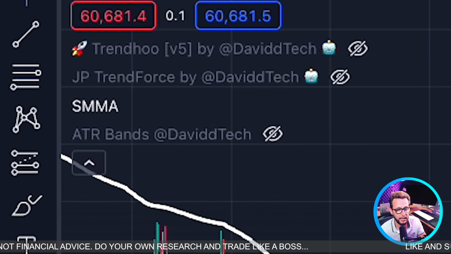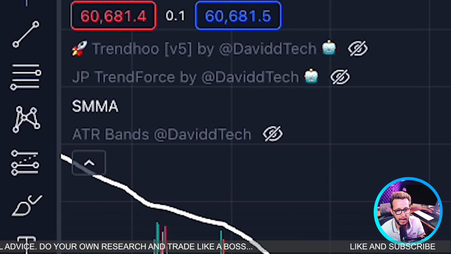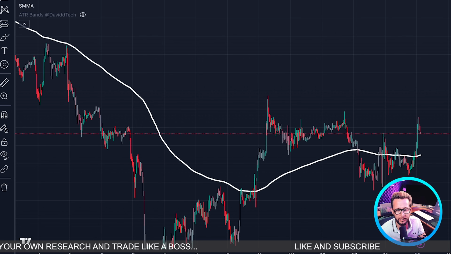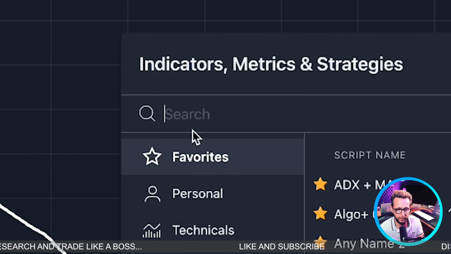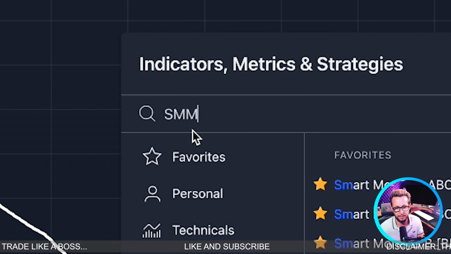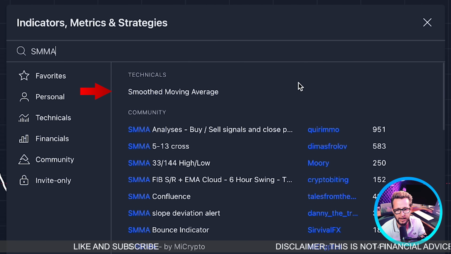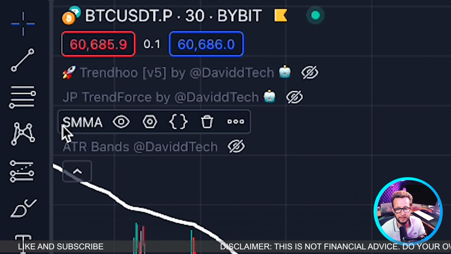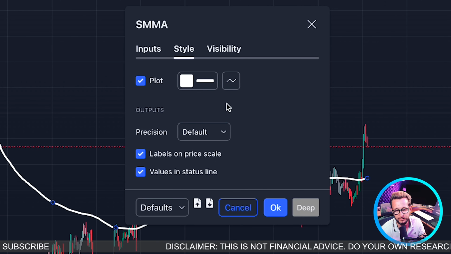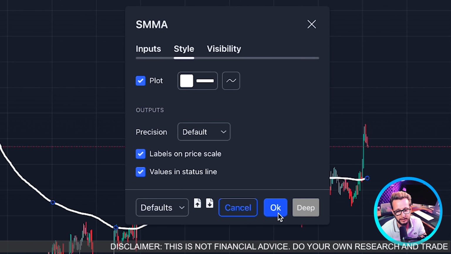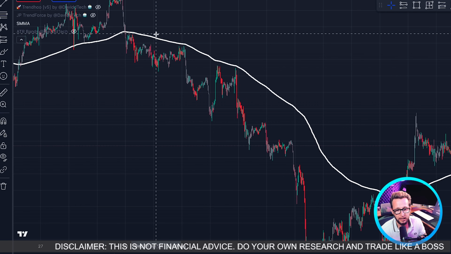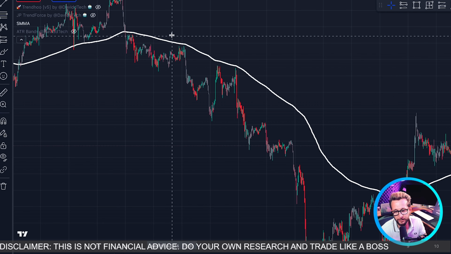So the first indicator that we have is the SMMA. Is this white line here? It's a free indicator. We go over to indicators and we type SMMA. It's the smoothed moving average, this one just here. We've added it to our chart and we've set the length to 120. The style, I've made it white and a bit thicker so we can see it here on YouTube. This is considered our baseline, so it's our trend direction indicator.